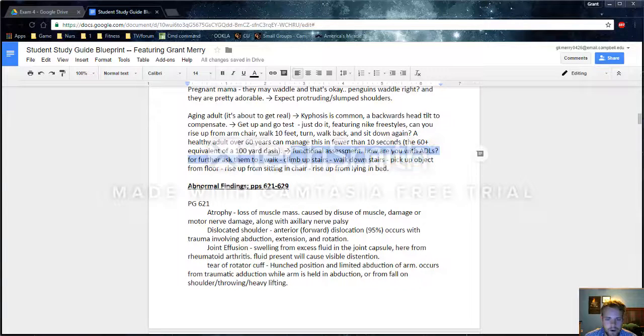Functional assessment: how are you with ADLs? For further, ask them, can you walk? Can you sit up in your chair? Can you pick up objects from the floor without pain? Can you rise up from a chair?